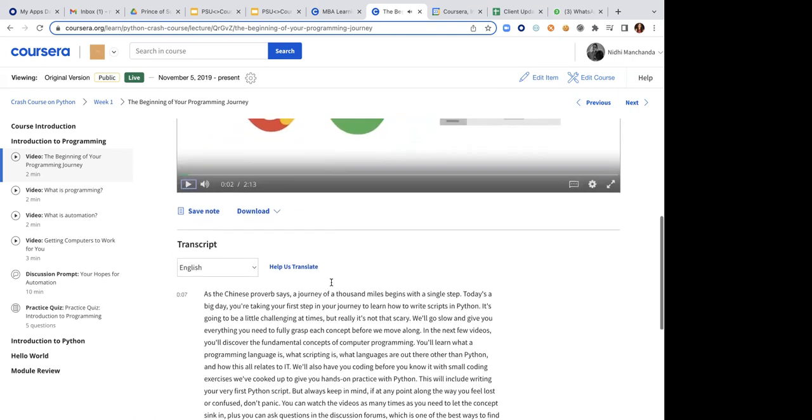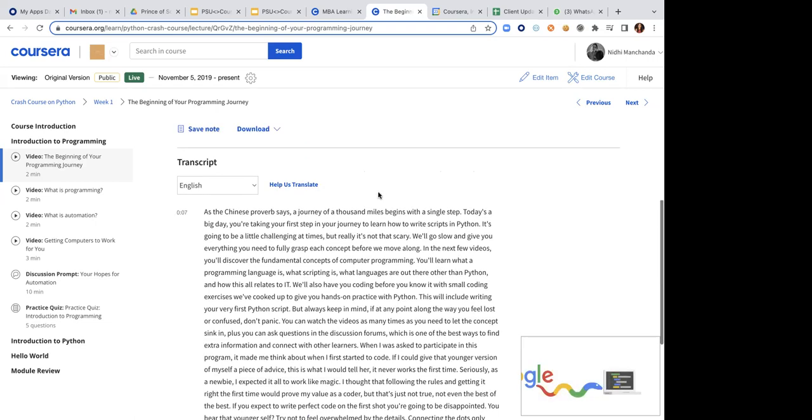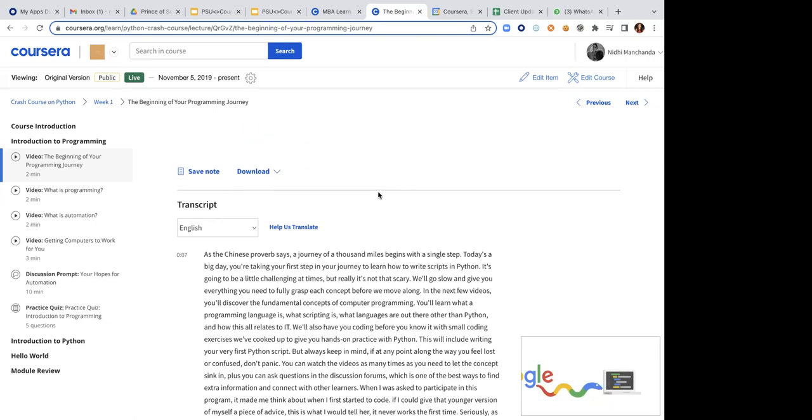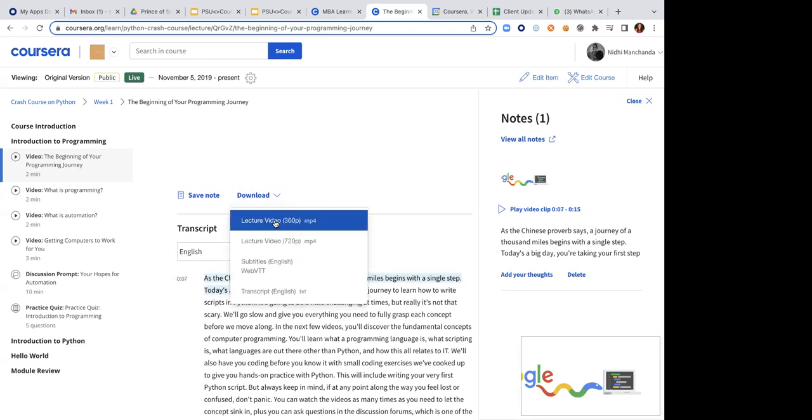So in this case, you can see that there is a transcript which runs along with the video. So it helps the students to go through the transcript if they are not able to follow along with the video. We have other features also to help the students learn on the Coursera platform better, such as the students can save notes if they like a particular part of the video and they would like to revise later.